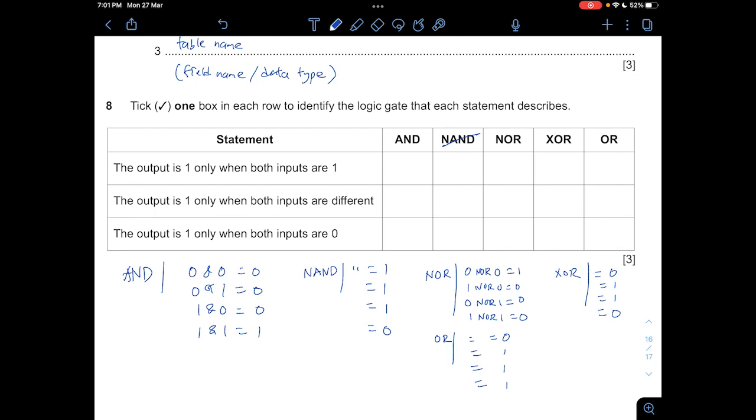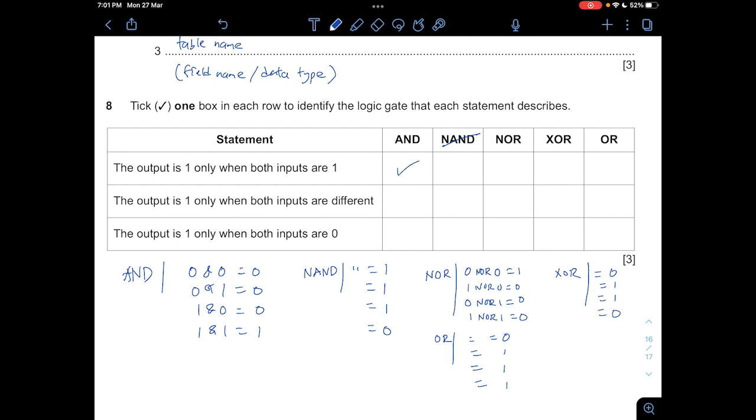Alright, so now we have a clear idea of what we want here. So for output is 1 only when both inputs are 1, here we see that would be AND, because all the others are 0. The reason why OR cannot be accepted is because there are other statements that will give you a result of 1, so OR cannot be accepted. Only accepted answer here is AND.